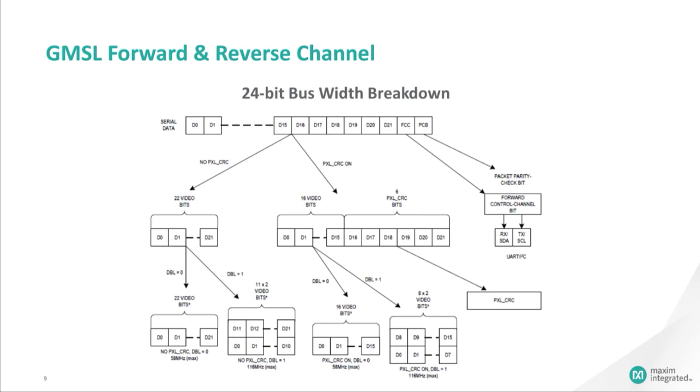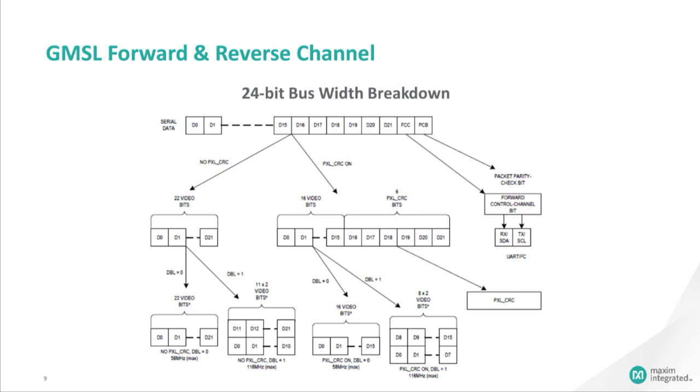This example shows all the different configurations for operating in 24-bit mode. 2 bits, FCC and PCB, are used for the forward control channel and parity check, which leaves 22 bits free for video data. If a PXL CRC device is chosen and this feature enabled, 6 bits are allocated for a CRC on the rest of the packet, leaving 16 bits available for video.